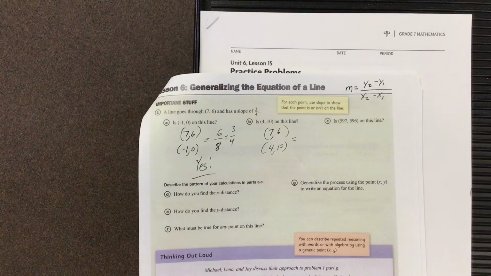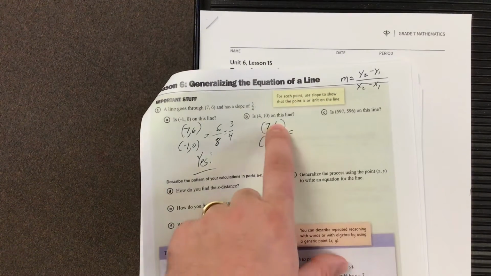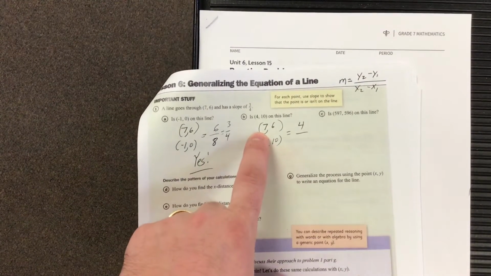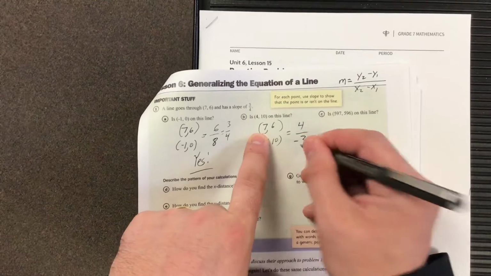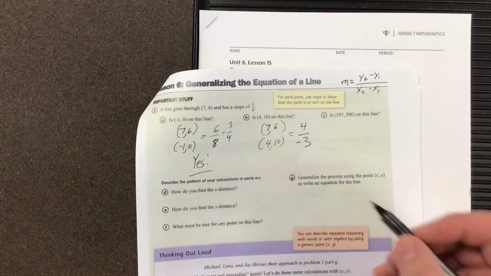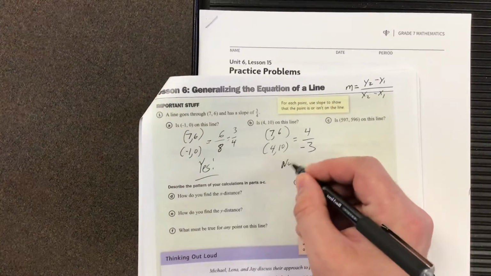So the formula: subtract the y's, that'd be the last two numbers. 10 minus 6 is 4. And going in the same order, 4 minus 7 is actually negative 3. So make sure you have a negative slope. It doesn't matter where the negative sign actually goes, but the slope is negative. So of course your answer here is no.